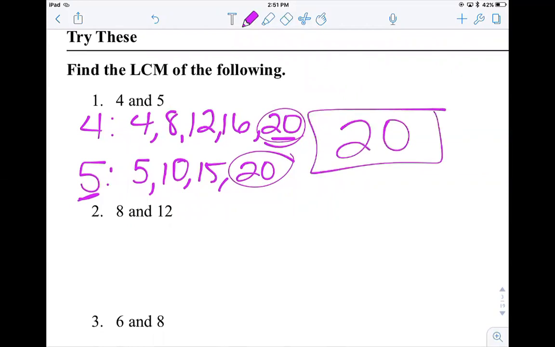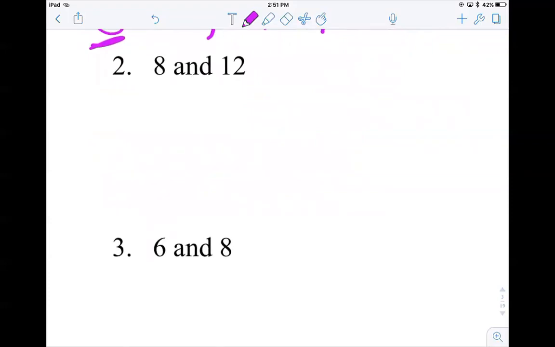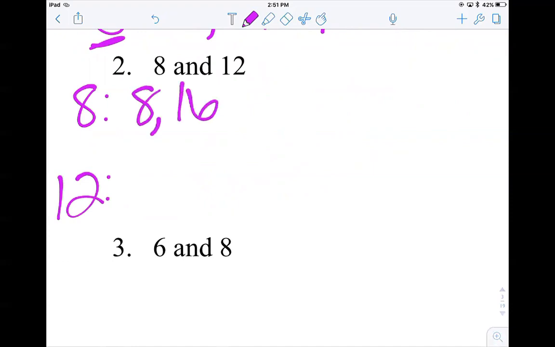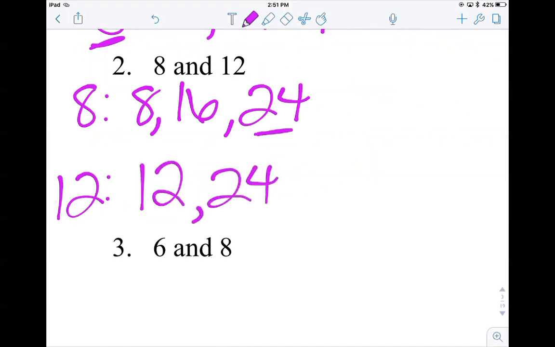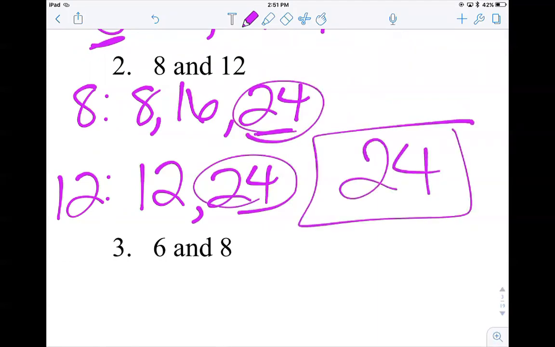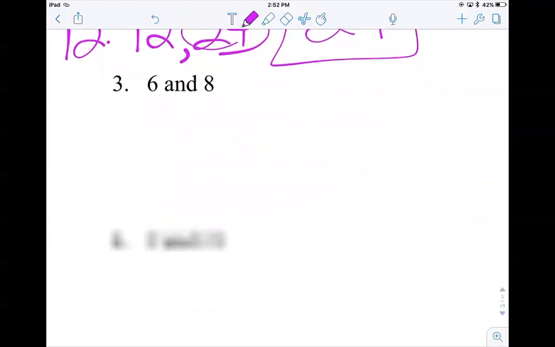Let's take a look at number 2. We have 8 and we have 12. So 8 times tables is 8, 16, 24. And I'm going to stop there because I know 24 and 12 have a connection. So I'm going to just check my 12s. So 12 times 1 is 12. 12 times 2 is 24. So there's my LCM, 24. All right, 6 and 8.